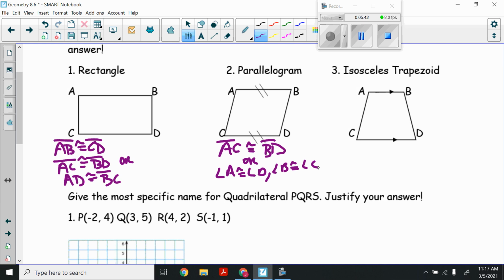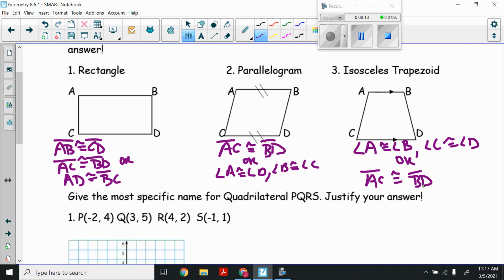Okay, number 3, isosceles trapezoid. Let's see, I've got one pair of parallel sides, so I could get base angles congruent. So I could get angle A congruent to angle B, or angle C congruent to angle D, so that would get me base angles. Or I could get that my legs were congruent, so I could have AC congruent to BD. That's what I would need in order to say that that is an isosceles trapezoid.